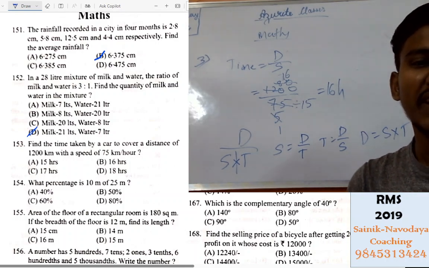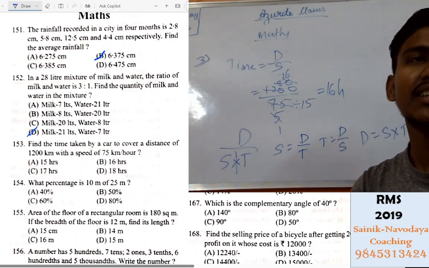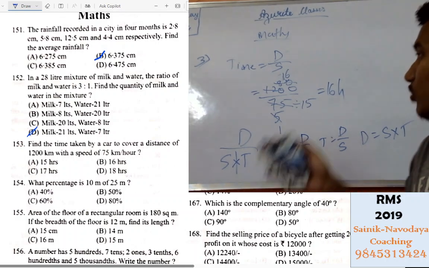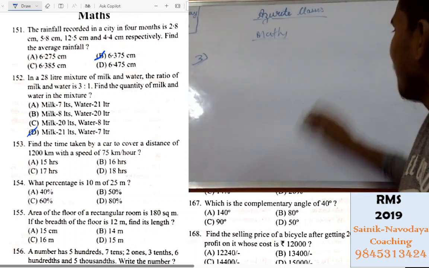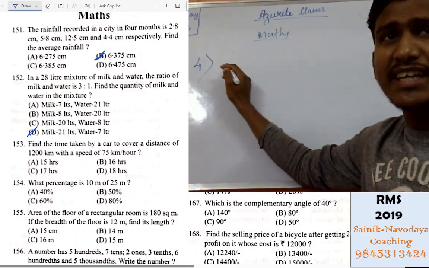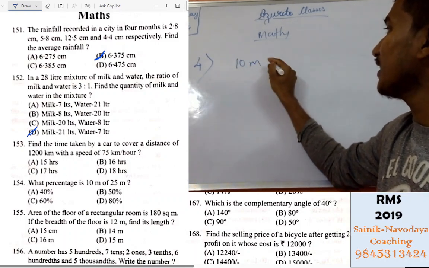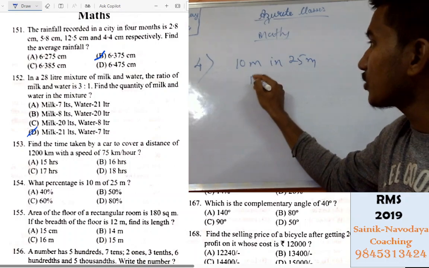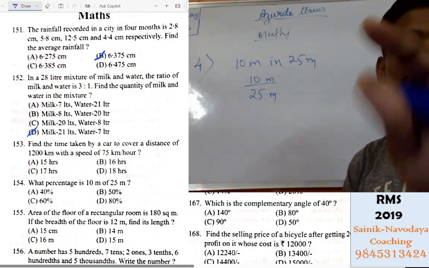153 question. 153 with 154. What percentage is 10 meter in 25 meter? So we know how we write that, right? We just have to first write it in fraction. 10 meter in 25 meter is there, so we should write that as 10 meter by 25 meter.